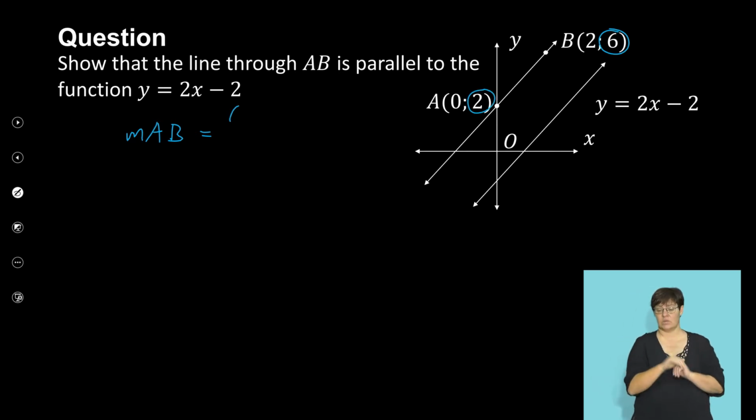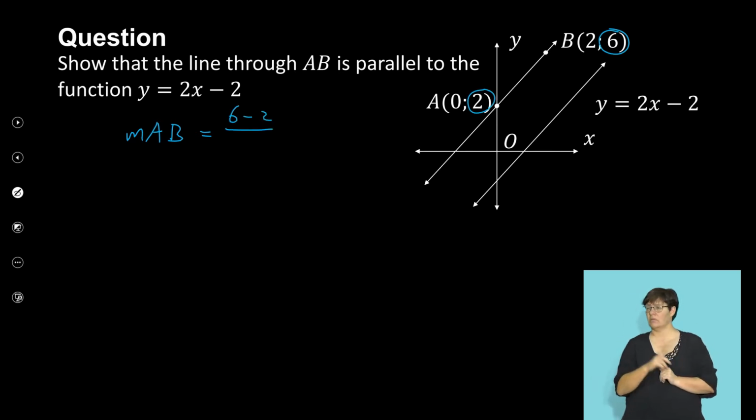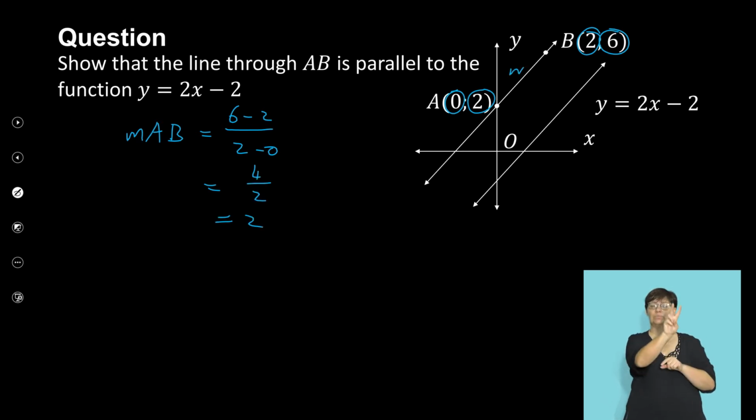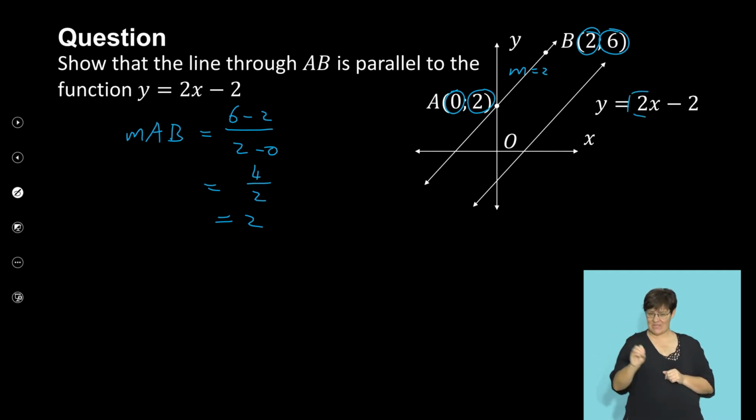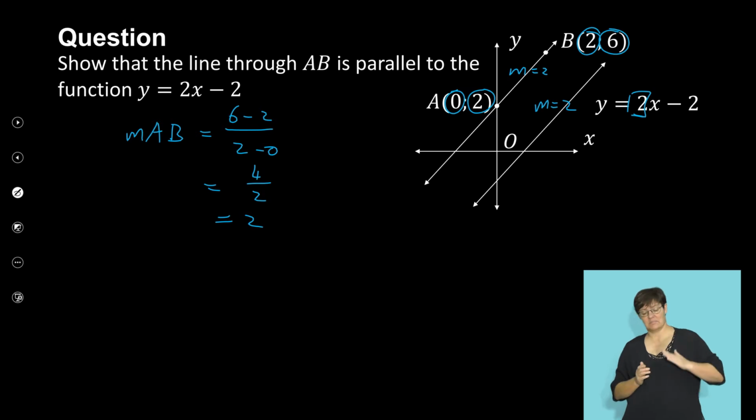So I'm going to go 6 minus 2. And here I'm going to go 2 minus 0, x value minus x value. And what do I end up with? I end up with 4 divided by 2, which I know is equal to 2. And so this gradient is equal to 2. What did we say about the first line? Well, the first line also has a gradient of 2. Their steepnesses are the same. They must be parallel. Awesome.